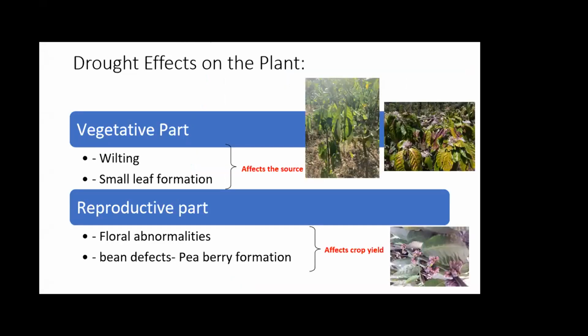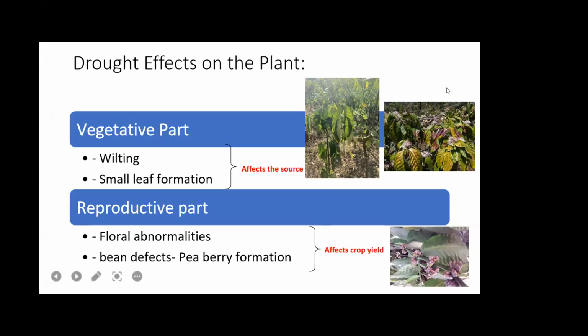So what effects will we see on the plants during stress conditions? Mainly it affects growth and development, which we can see in two parts: the vegetative part and the reproductive part. In the vegetative part, during stress conditions we see wilting. Whenever foreign particles enter our body, we show symptoms like sickness. Plant and animal systems are the same; the only difference is that humans have cell membranes and plants have cell walls. So the first symptom we see on plants is wilting.